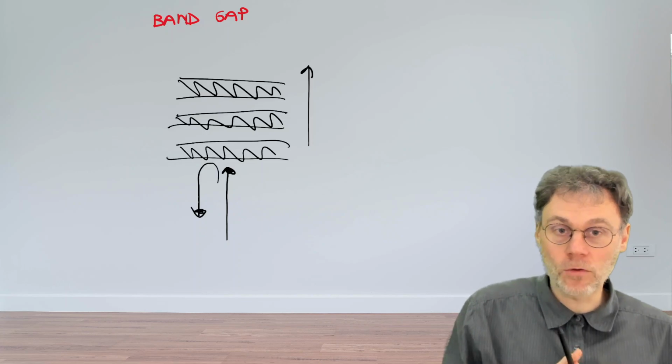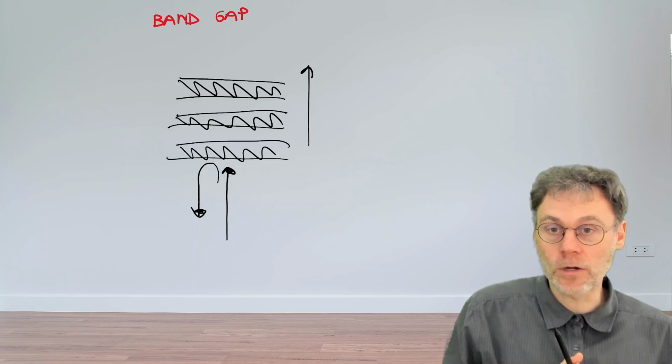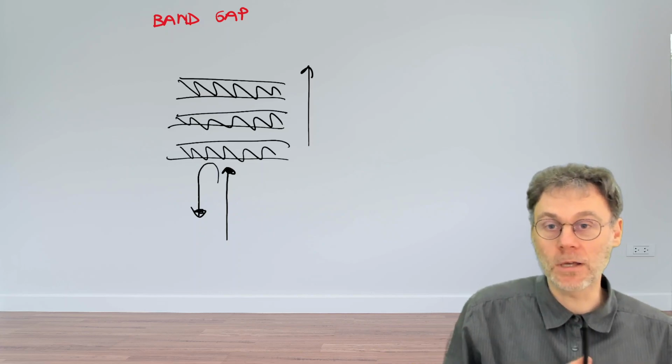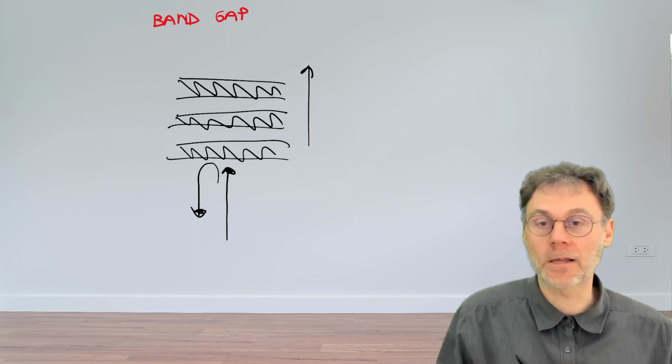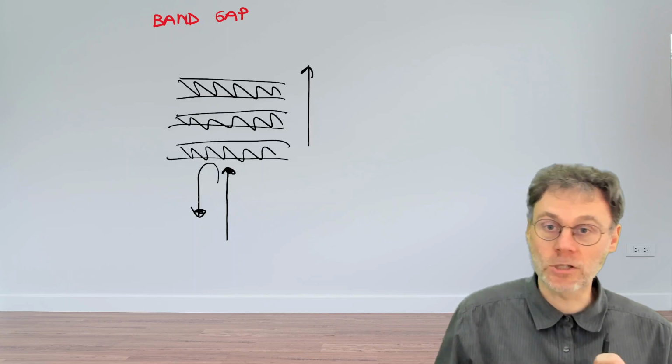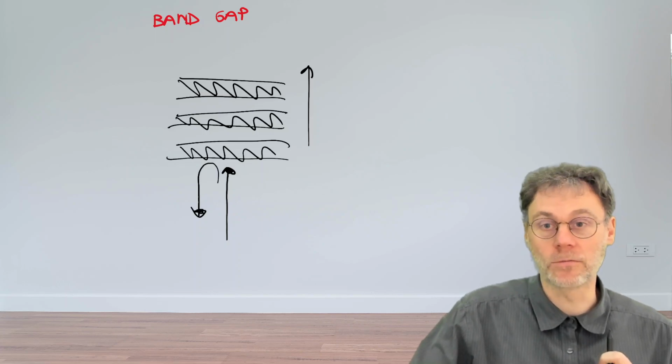The question is now, can we say a little bit more about the origin of this band gap? Where does it come from? And can we explain some aspects that have influence on, for example, the size of the band gap? So that's something we will be doing in the next video. So see you there.